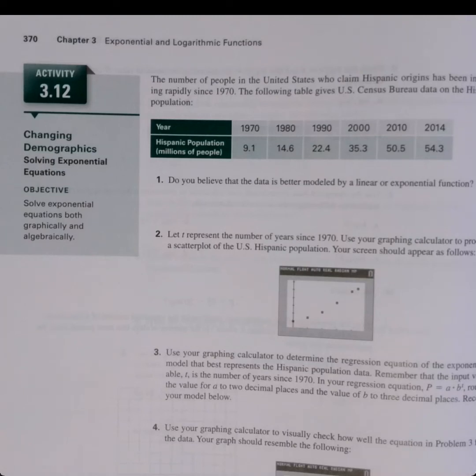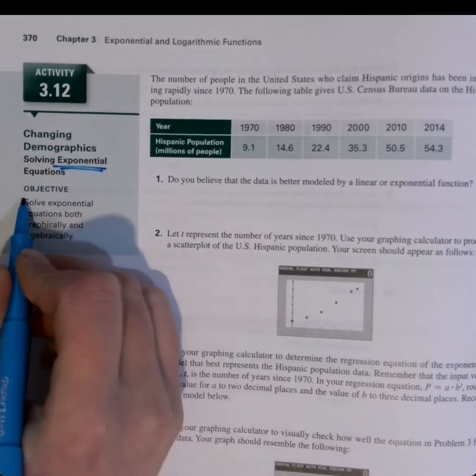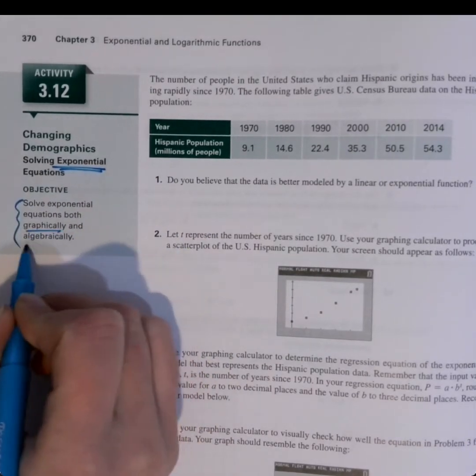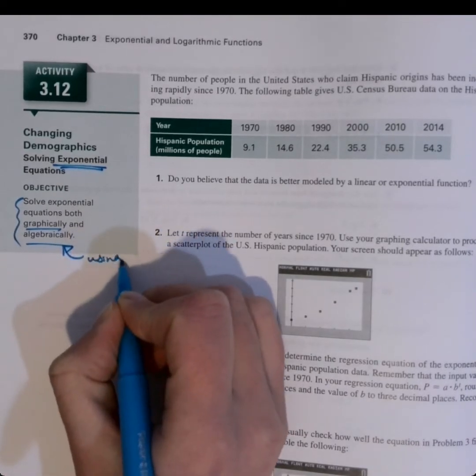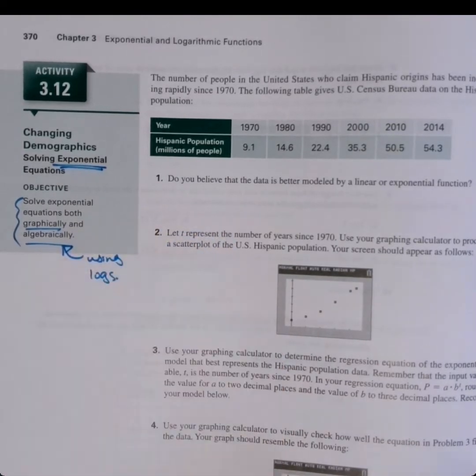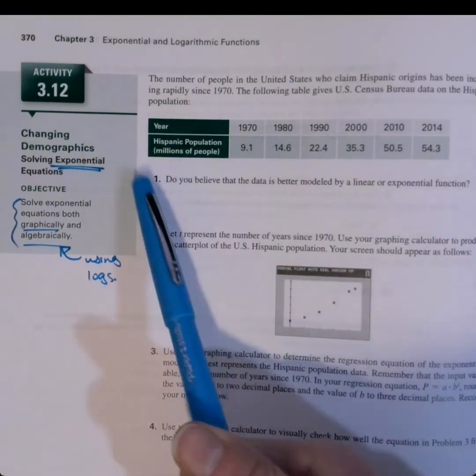For section 3.12, we're back to exponential equations, but we're going to solve those exponential equations graphically and algebraically. And to solve them algebraically, we're going to need to use logarithms to do that. So that's our tie-in to cluster 2, but we're certainly going to be mixing in clusters 1 and 2 as we work on these exponential equations.